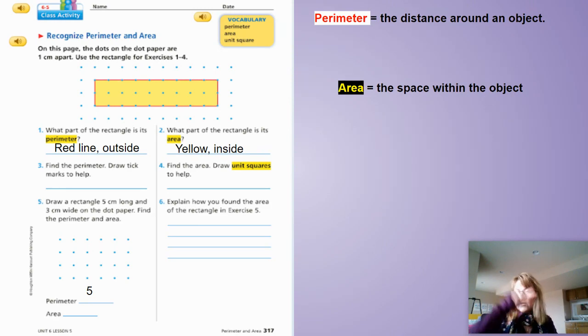You're going to find the perimeter in 2 ways. One's going to be just counting all the way around. The other way would be a formula. We're going to show you both. So counting all the way around, we're going to make a tick mark.